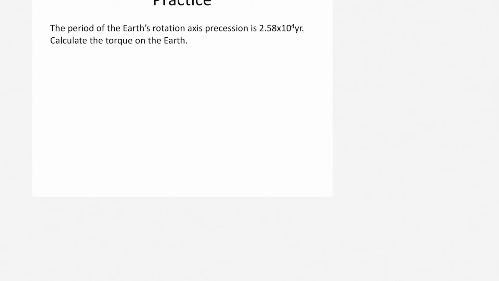In this practice, the period of the Earth's rotation axis precession is 2.58 times 10 to the fourth years. Calculate the torque on the Earth.